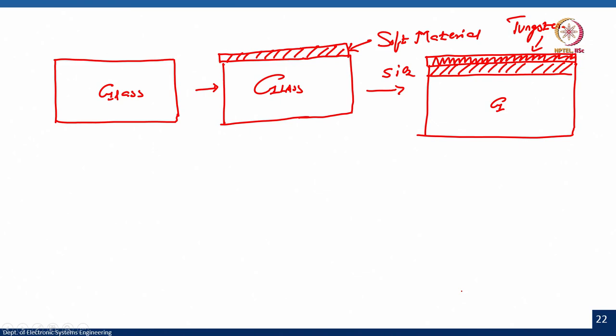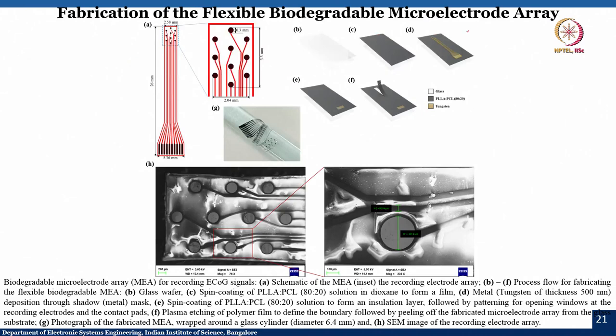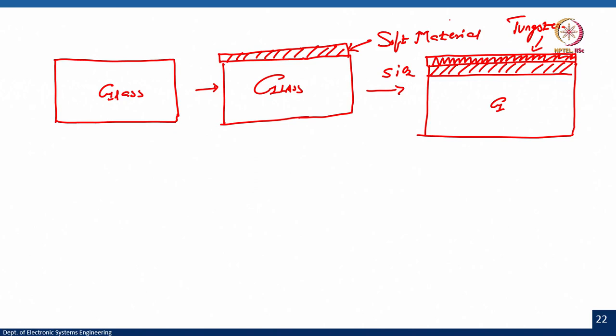Because tungsten is bioresorbable, that is why tungsten. After this you need to pattern it, right? You see here we have to pattern it, isn't it? So, for patterning, we all know what we need to do, but some of you may have forgotten. So, I will draw for you.